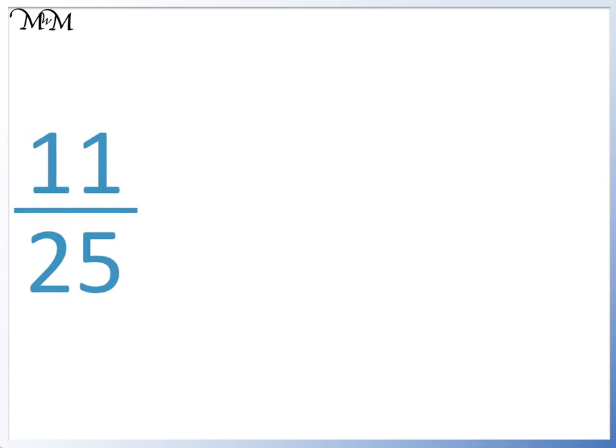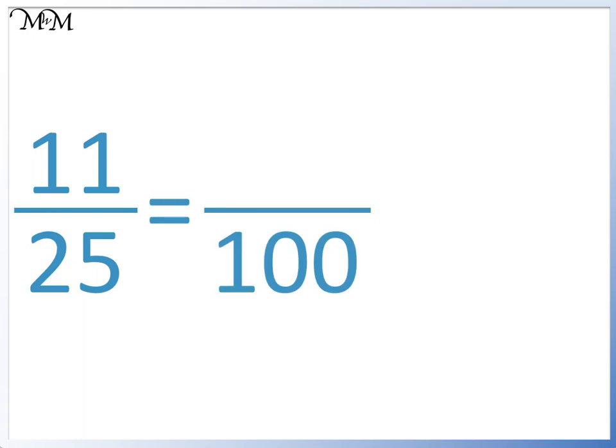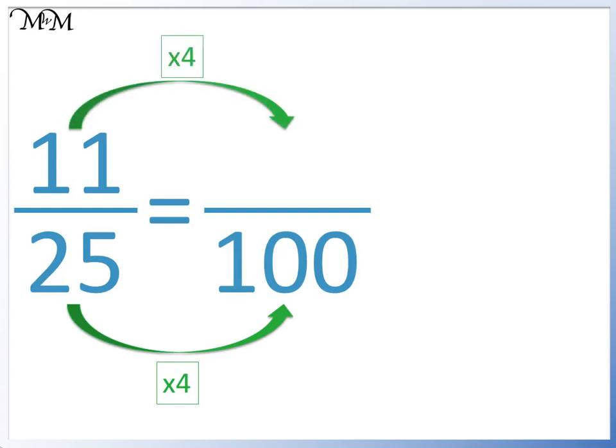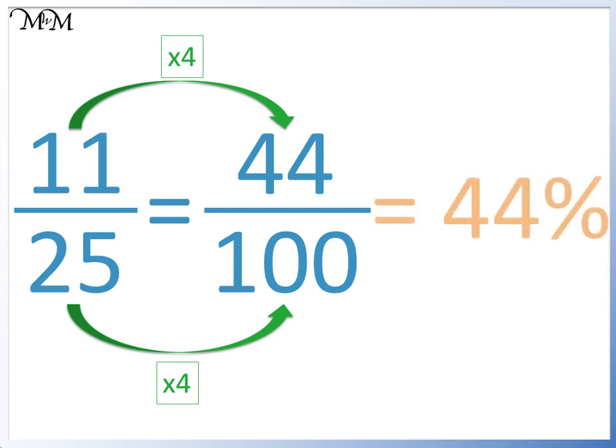In this example, we have 11/25ths. Again, we want the denominator to be 100. We need to find out what we multiply 25 by to get to 100. We know that there are 4 25s in 100, so we times by 4. We multiplied the denominator by 4, so we also need to multiply the numerator by 4. 11 times 4 equals 44. So we have 44 hundredths. We have 44 out of 100, so 44%.